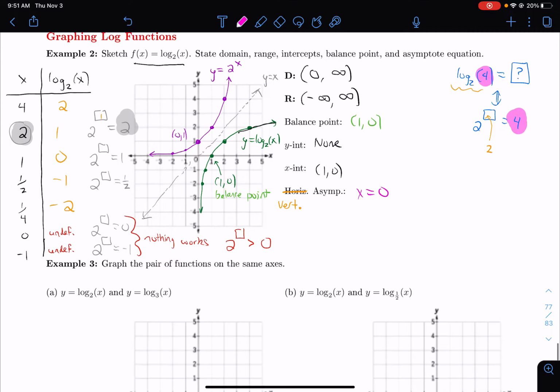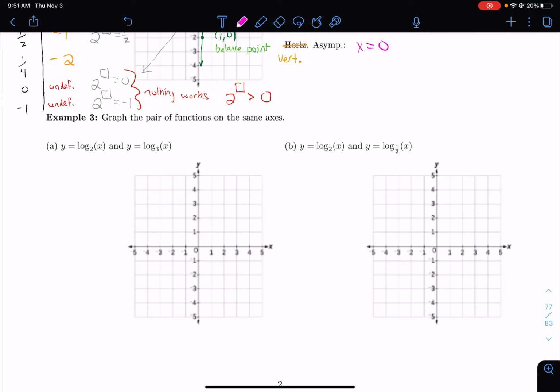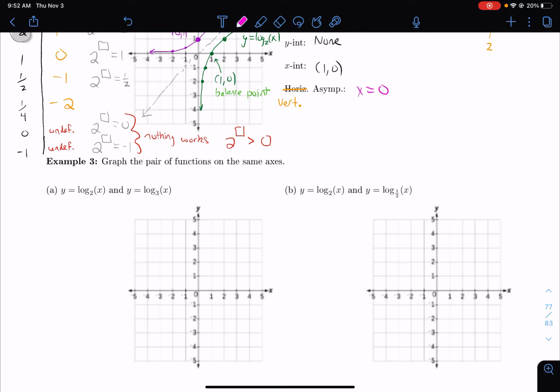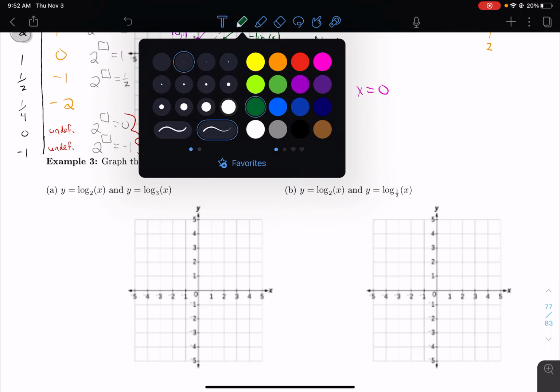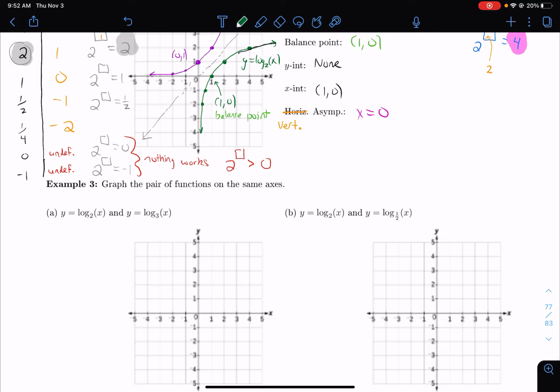Okay, so let's graph some other log functions and see how they compare to this one. Okay, so I want to graph now log base 2 of x as well as log base 3 of x on the same set of axes. So let me start by drawing log base 2 of x just because I already had that graph. So log base 2 of x, if I look at my picture above, I know when x is 1, the output is 0. When x is 2, y is 1.